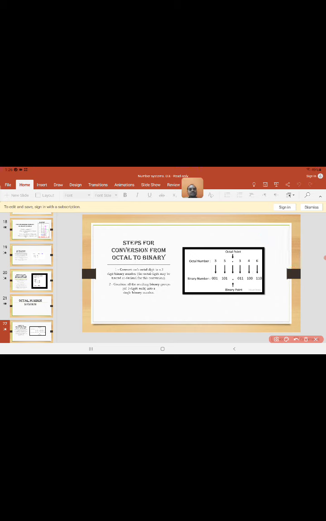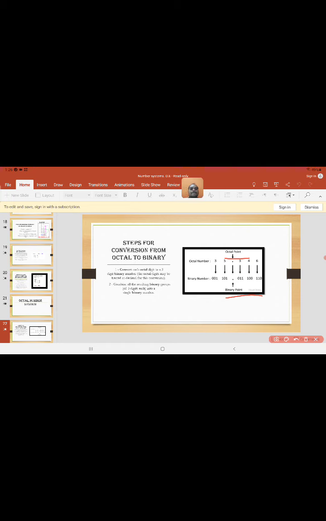Next, 3 means 0 1 1, 4 means 1 0 0, and 6 means, when you write this 4 2 1 code, 4 plus 2, that means 1 1 0. That means 1 1 0 is equivalent to the octal number 6. So this is how to convert an octal number into an equivalent binary number. Here the octal point is converted into the binary point like this.